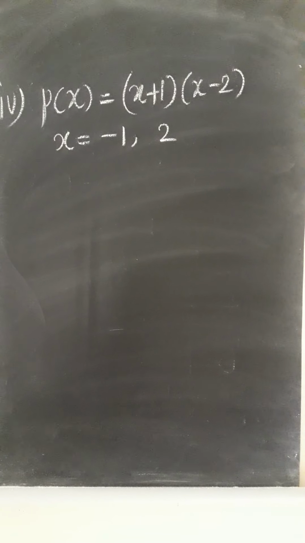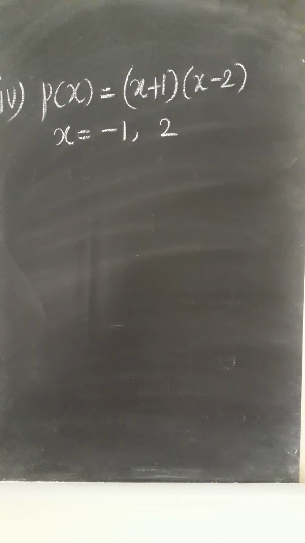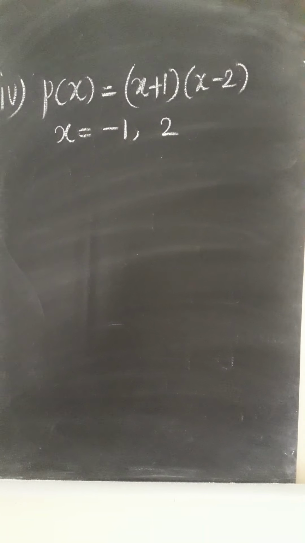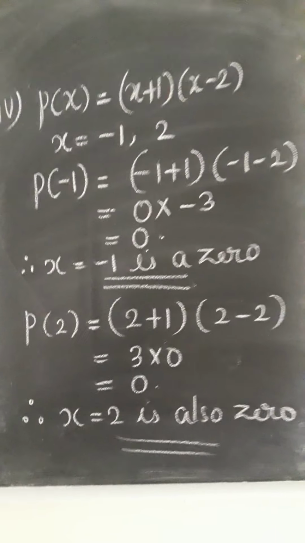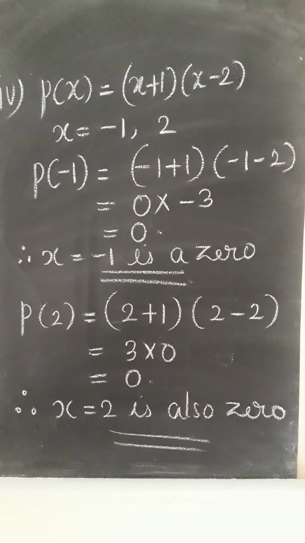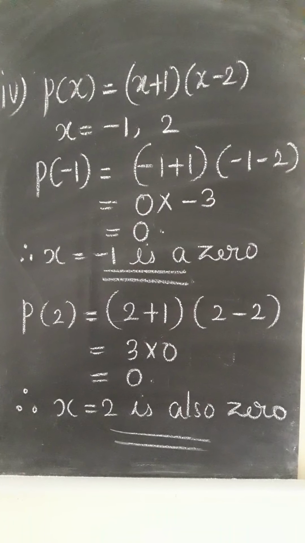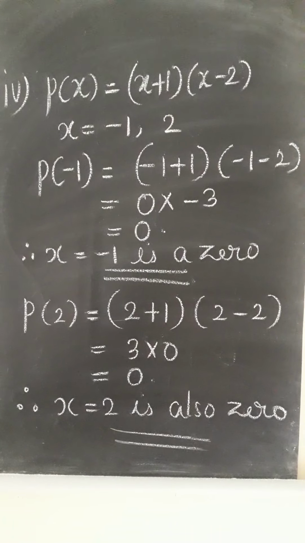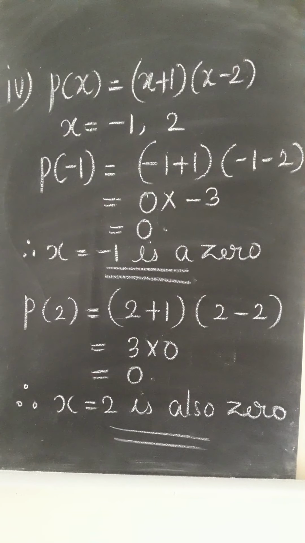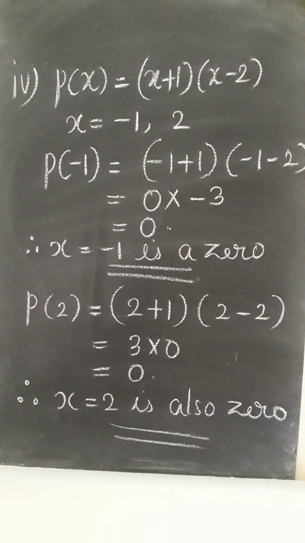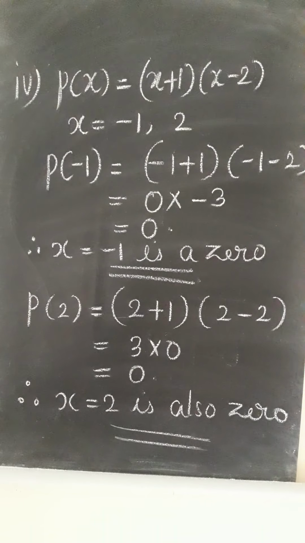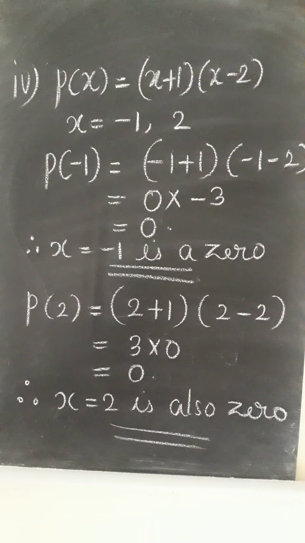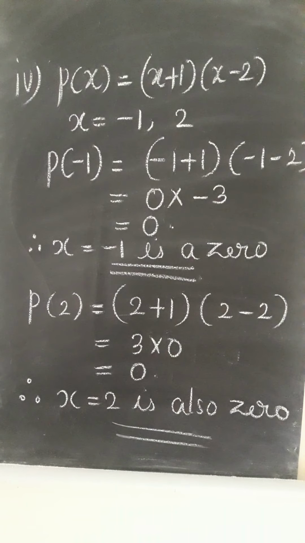So you should calculate the value of p of minus 1 and p of 2 in this problem. If you are calculating p of minus 1, what is the answer? Minus 1 plus 1 into minus 1 minus 2. So the first bracket is 0, into the second bracket, minus 3. So 0 into minus 3, what is that? 0. So you can write that x is equal to minus 1 is a 0.